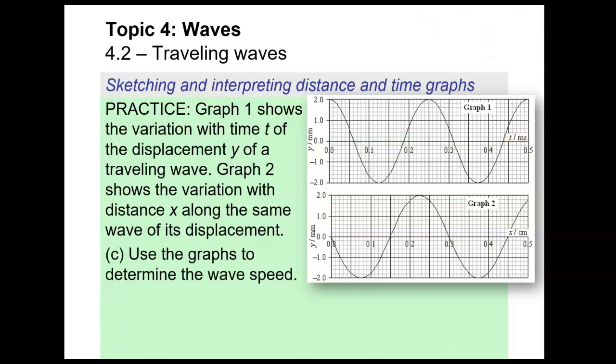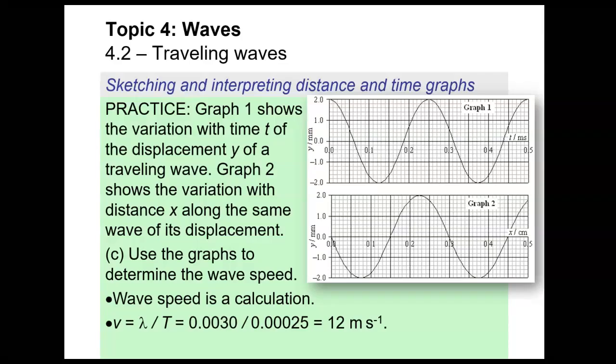Okay, C, use the graphs to determine the wave speeds. Try to do this one on your own. Okay, and just a very basic calculation, you should have got 12 meters per second, assuming you convert to SI units. And again, I think this is a situation where as long as the units were correct, if the question didn't specify the units for your answer, I think the IB would accept anything as long as it was correct. Okay, but do pay attention to the units.